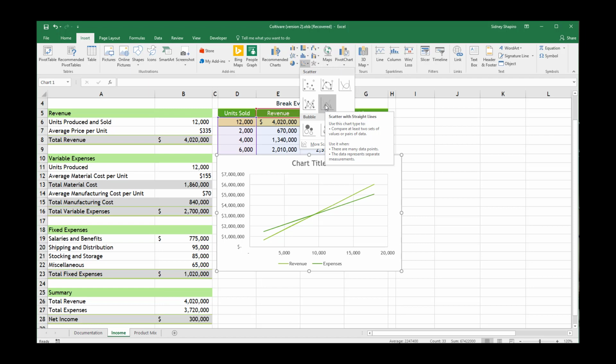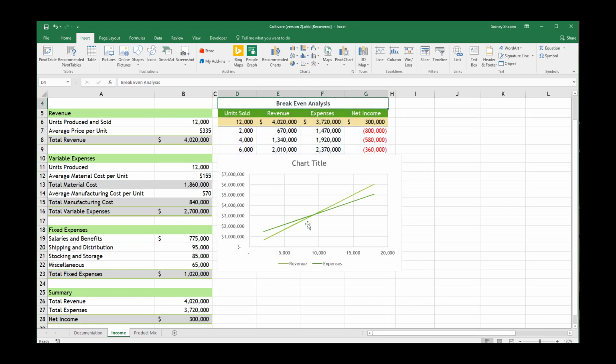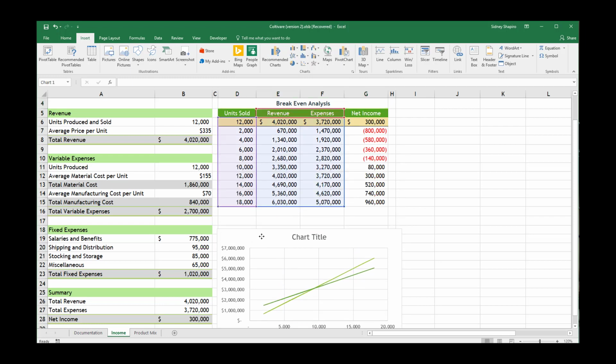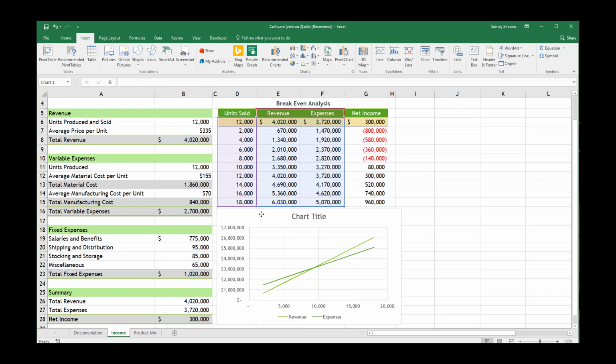Okay, so each point in the data table is plotted on this chart and connected with a line. The break-even occurs where the lines meet. So that's going to be right here is where the break-even point happens. Okay, so on one axis we have the amount of revenue and expenses. And then on this side we have the number of units sold.